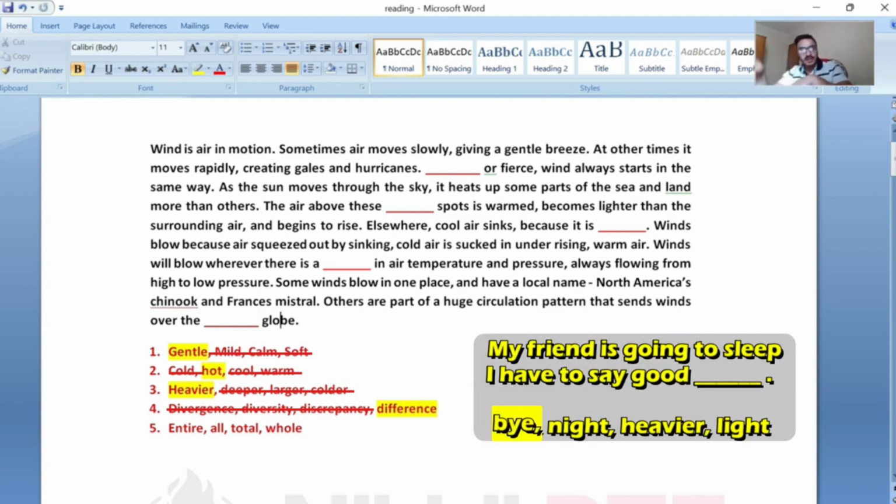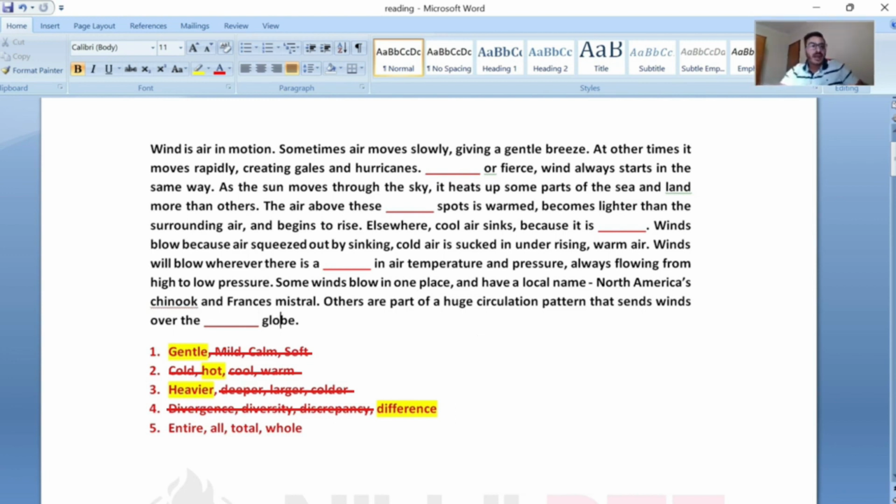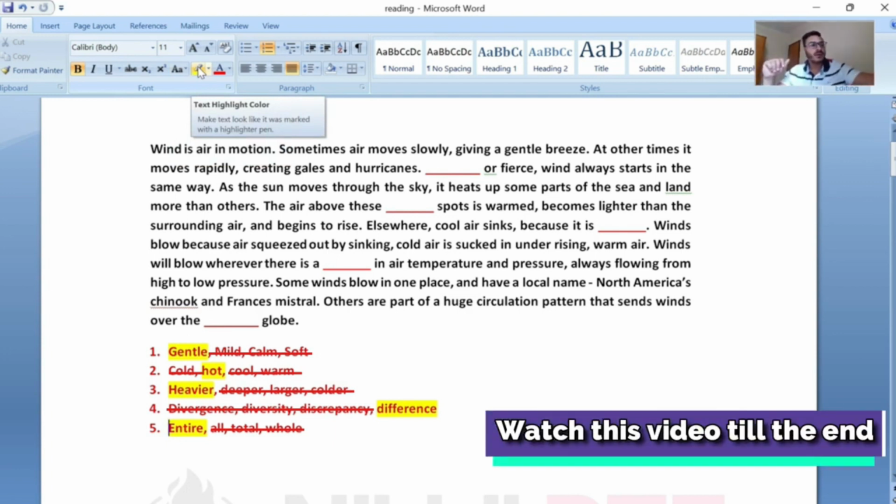No, here in this situation, what do you have to do? Good night. So here, over the entire globe, not whole globe. Over the whole globe, over the entire globe. It is good to listen. So what is your main thing? You have to understand the situation in this case. However, all options are similar, but you have to find out the best one.